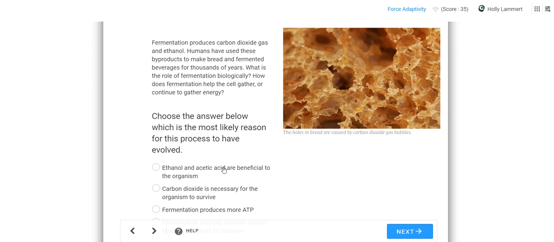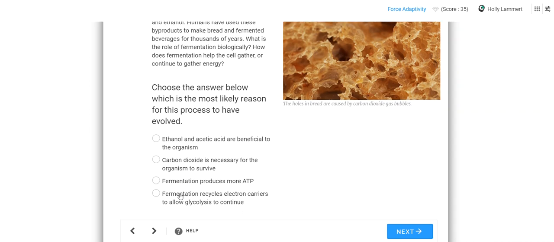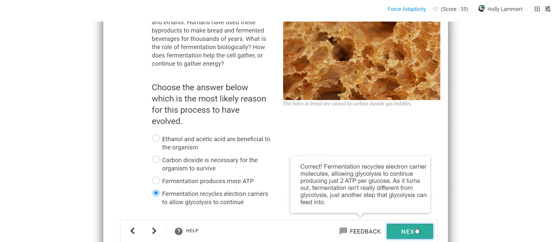Ethanol and acetic acid or vinegar are beneficial to the organism. That's maybe not true. Oftentimes these are toxic. I mean, think alcohol is a toxic chemical. Carbon dioxide is necessary for the organism to survive. If you're a plant, you need carbon dioxide, but otherwise it is a waste product. Fermentation produces more ATP. It does not. But this is the right answer: it recycles electron carriers and allows glycolysis to continue. So notice how we produced NAD+. That really was the point of all this.